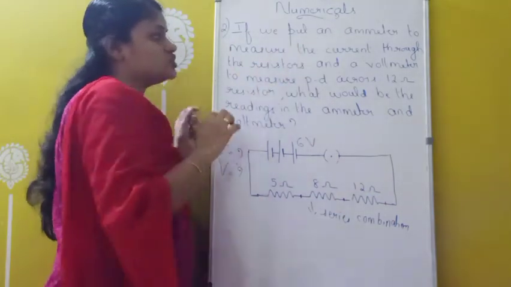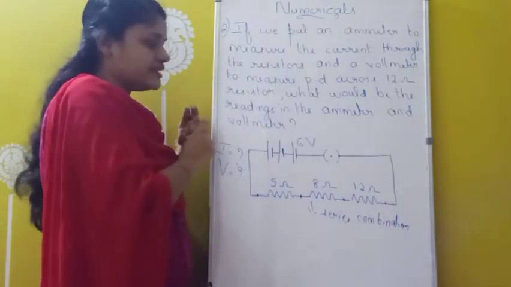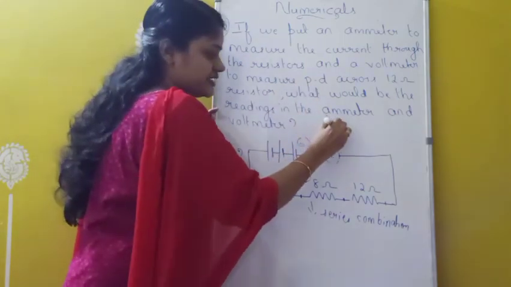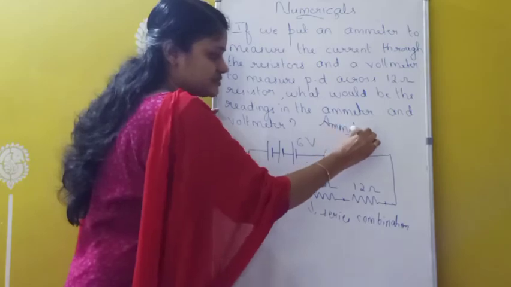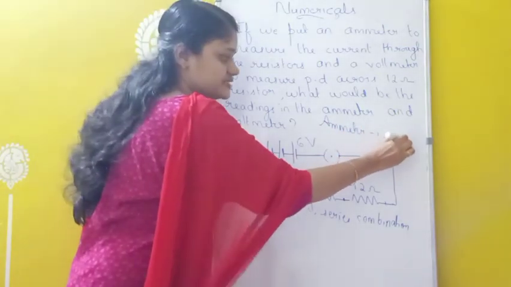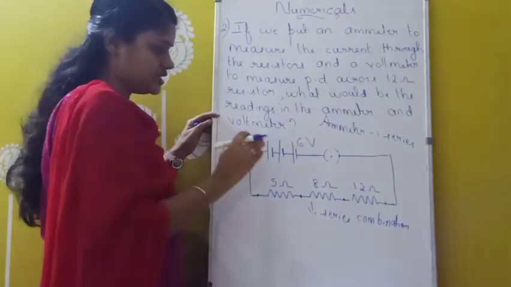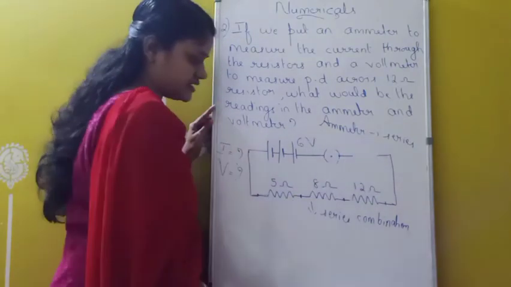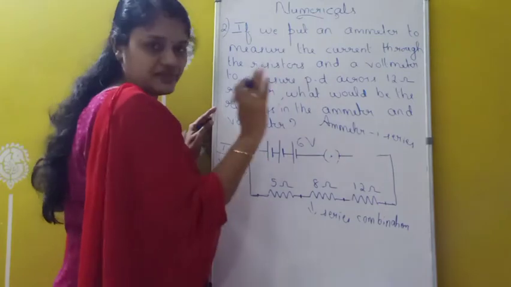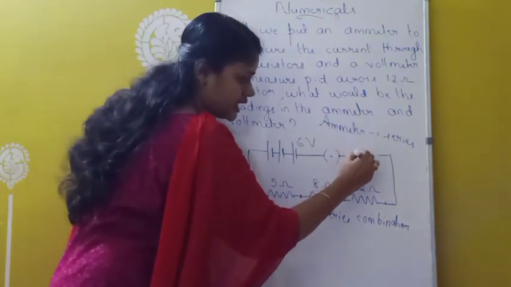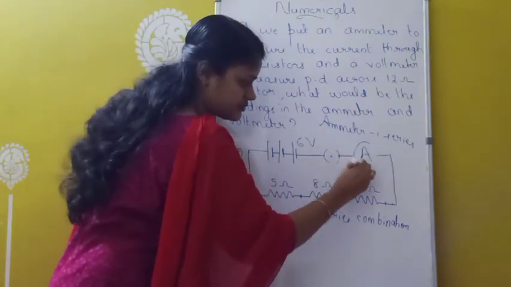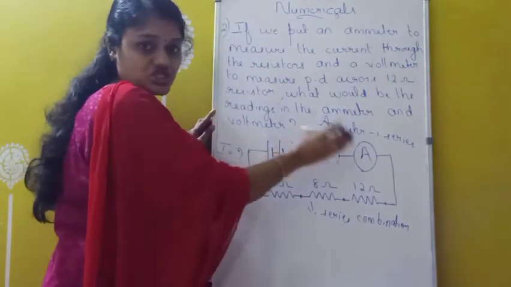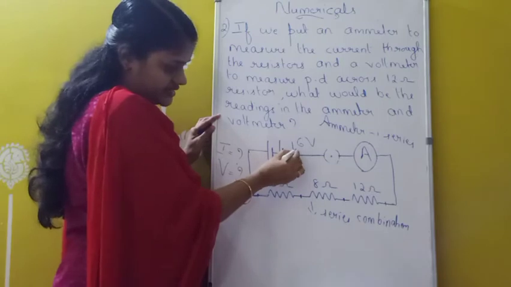So first of all we have to connect an ammeter. An ammeter is always connected in series to a circuit. We already studied this. That means an end-to-end connection. So I am connecting this ammeter here. You can connect it here also, or anywhere else. The ammeter symbol is A. So I am connecting an ammeter in series to the circuit, that is, an end-to-end connection.